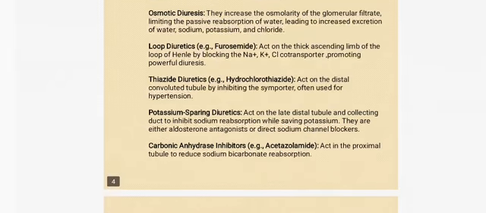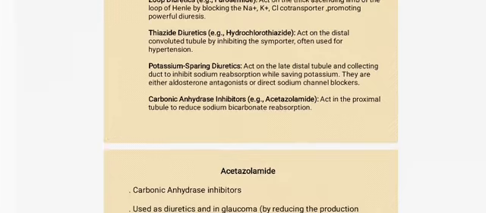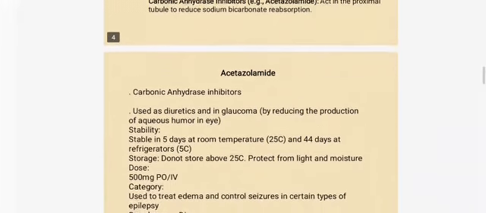The next is potassium sparing diuretics. They act on the late distal tubule and collecting duct to inhibit sodium reabsorption while saving potassium. And they are either aldosterone antagonists or direct sodium channel blockers. And next is carbonic anhydrase inhibitors. The example of the drug is acetazolamide. They act in the proximal tubule to reduce sodium bicarbonate reabsorption. We will do these drugs one by one.